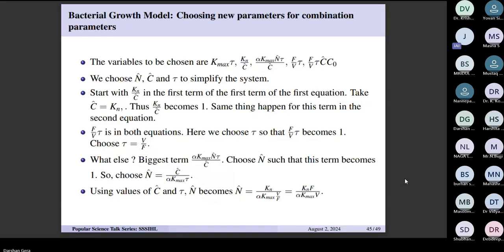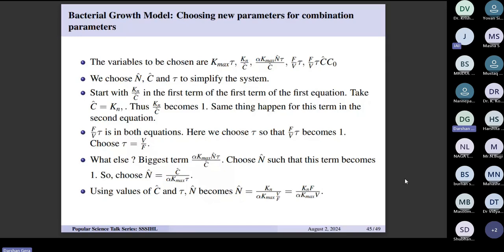These are the combination of parameters. Those actually have to be adjusted by choosing the values of n cap, c cap, and tau. These are 3 new parameters with the help of which you have scaled your system. The old variables are N, C, and T. The new parameters with which you have rescaled those are n cap, c cap, tau. We have to choose n cap, c cap, tau so that the number of parameters is reduced. So let us talk one by one.